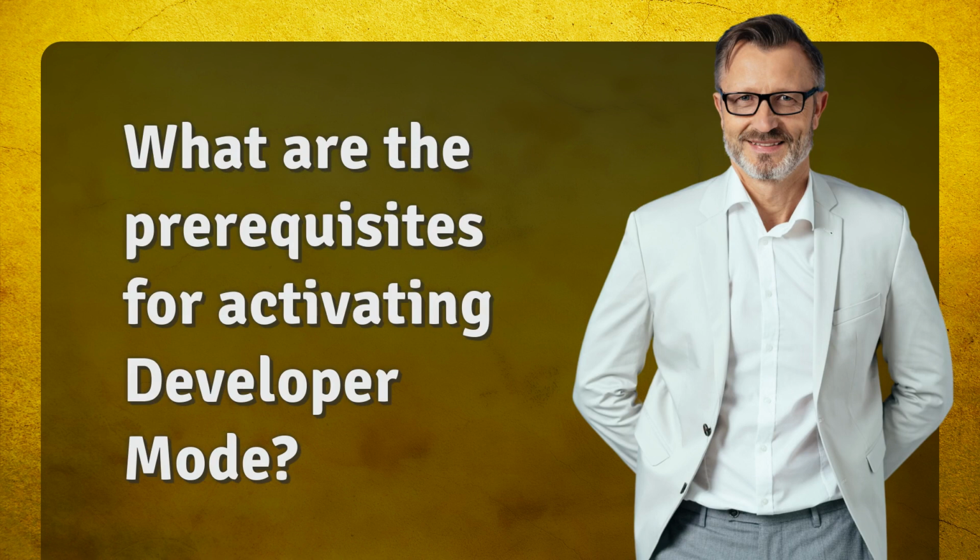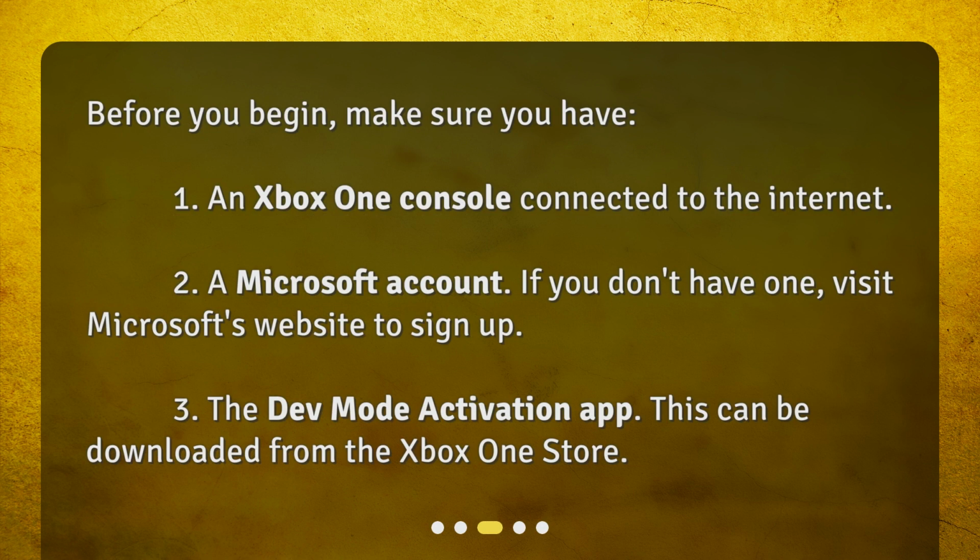What are the prerequisites for activating developer mode? Before you begin, make sure you have: 1. An Xbox One console connected to the internet. 2. A Microsoft account. If you don't have one, visit Microsoft's website to sign up. 3. The Dev Mode Activation app. This can be downloaded from the Xbox One store.